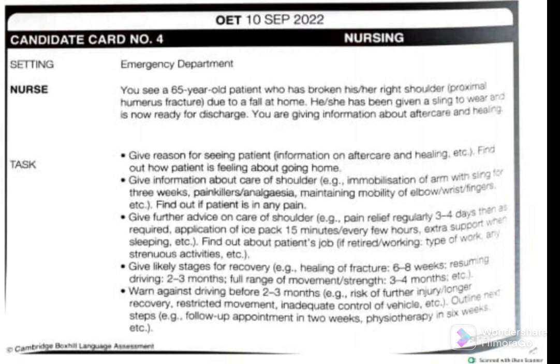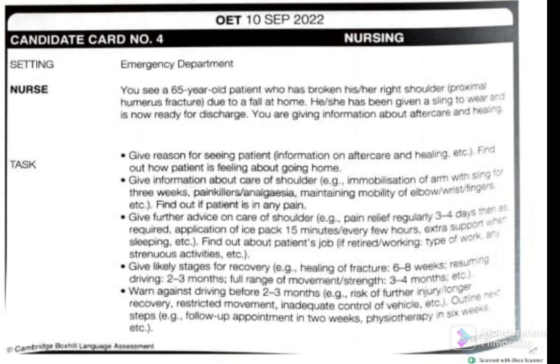So here he or she has been given a sling to wear and is now ready for discharge. That means it's already happened, it's finished already. You are giving information about aftercare and the healing process. Okay, so what I want to explain here first is that this is a non-case scenario, same like our non-case letter. Nowadays we have non-case role play also. Most of the students are unaware about this matter, and this is an update that has happened.